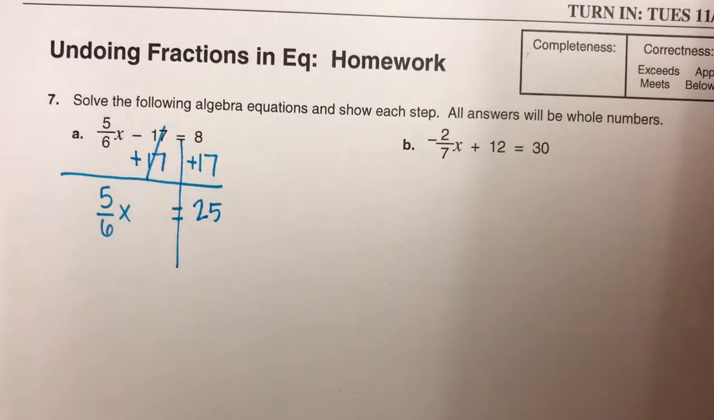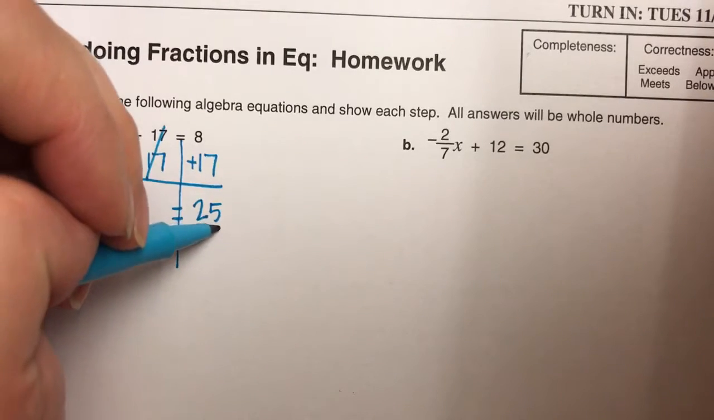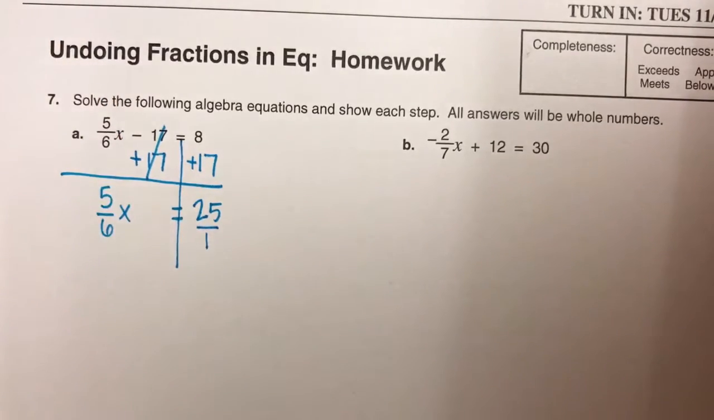So something I like to do when I'm solving with the fractions is I like to make both sides of the equation fractions. It just makes it easier to balance. So I'm going to go ahead and say this is 25 over 1. You can do that with any whole number. Put it over 1, it becomes a fraction.